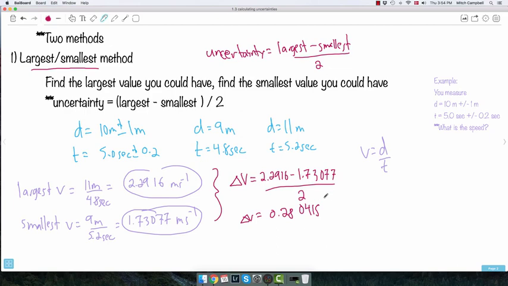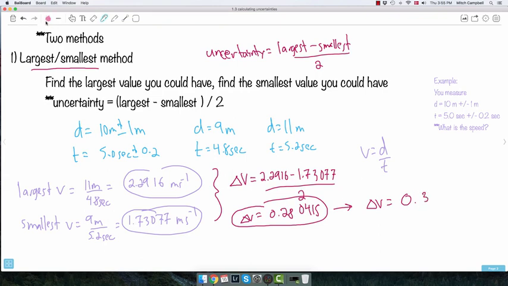So first of all, what do you do with this? Do you remember I was showing you before? Your uncertainty on V needs to have just one non-zero number. So I'm going to take my answer for delta V here, and I'm going to make it delta V equals, let's see, I'm only allowed one non-zero number. So I'm going to have to round right here. And the 8 forces this number to go up. So in this case, it's just going to be 0.3.